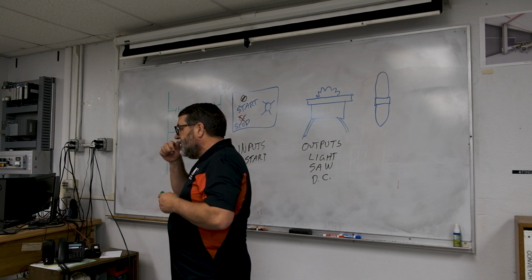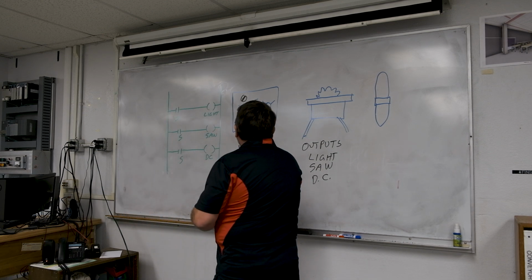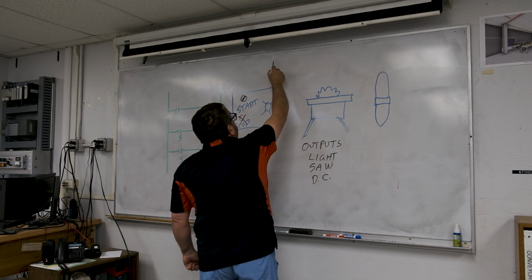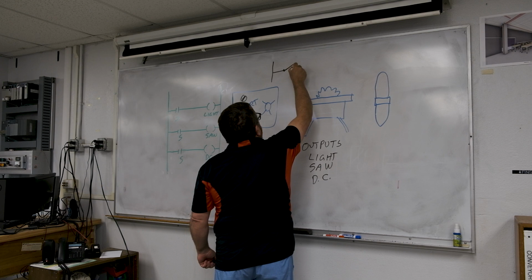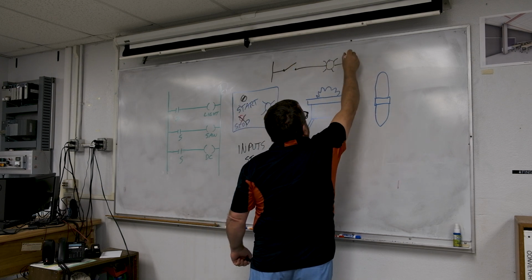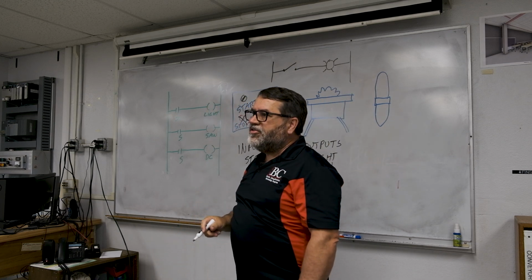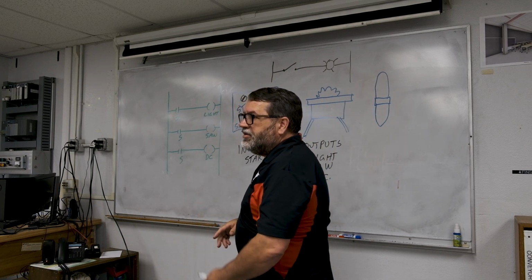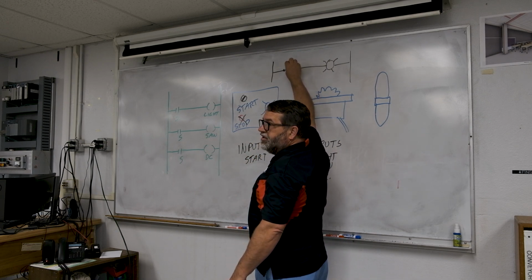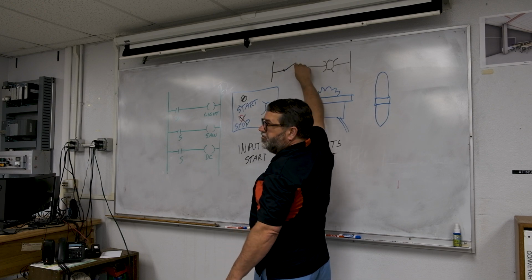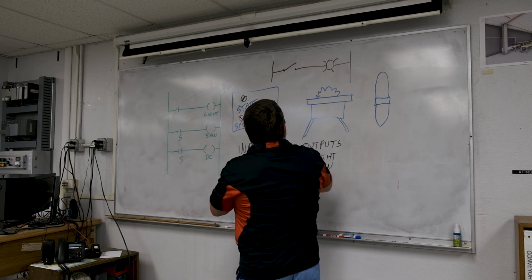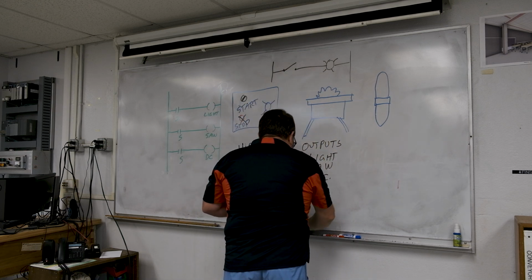So if you think of a switch, I'll draw a switch up here. Here's my switch, and here's my light. So this is a normally open switch. So if I don't touch it, it's not going to be making any contact. It's normally open. When I push it, it's going to close, and it's going to send the signal through and turn on that light.